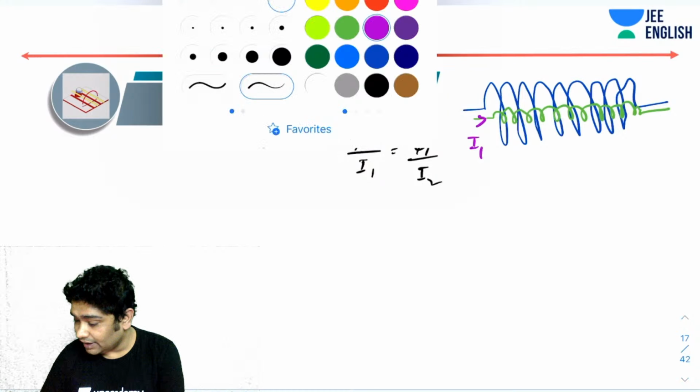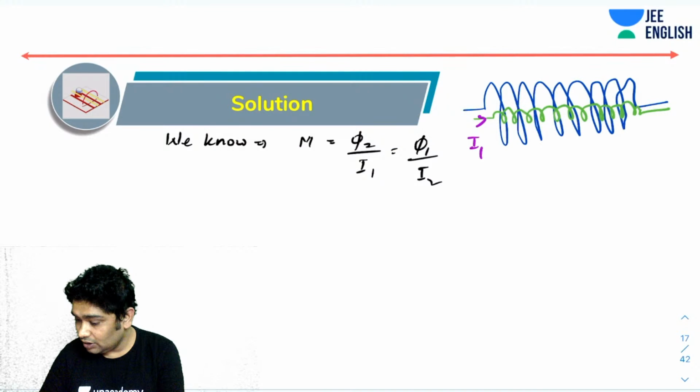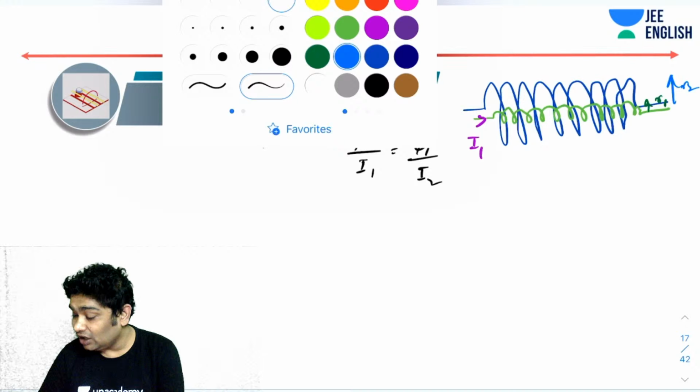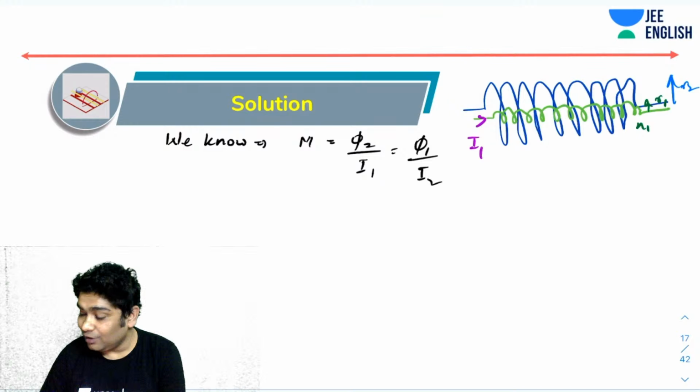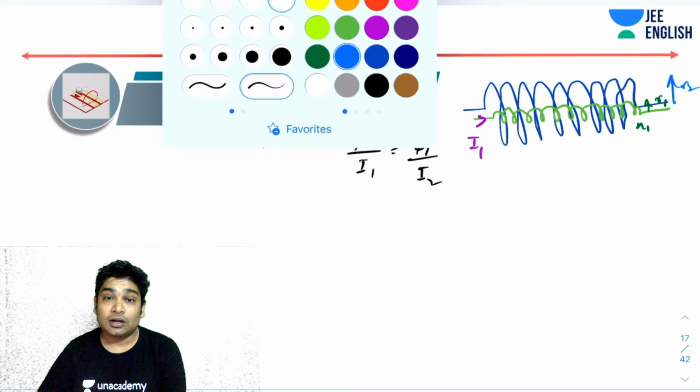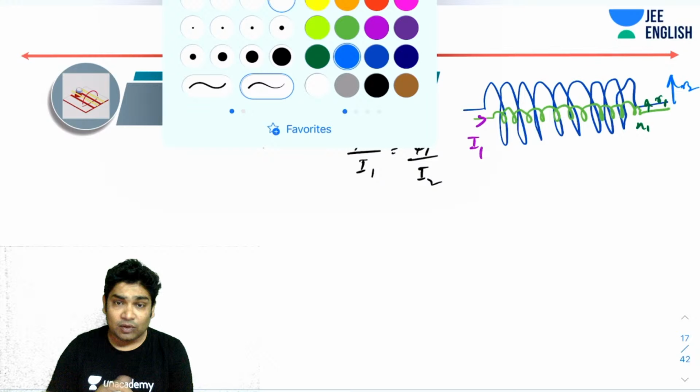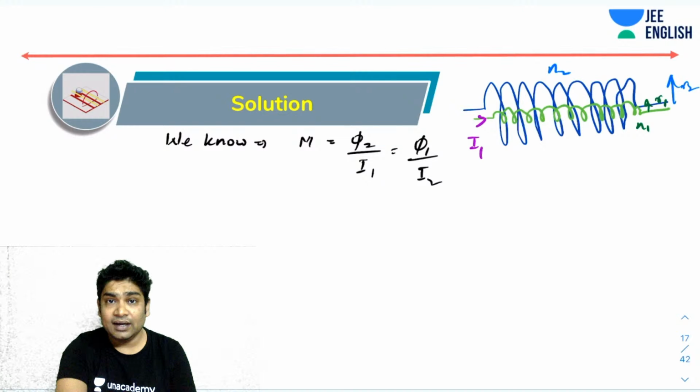I know the number of turns per unit length. The inner one has a radius R1, the outer one has a radius of R2. The number of turns per unit length in the inner one is n1, and n2 for the outer one. Correct. So now I'll know what is the magnetic field that is being produced by the inner solenoid. As I said, we have been told to neglect the end effects, so I can treat this as an infinite solenoid.